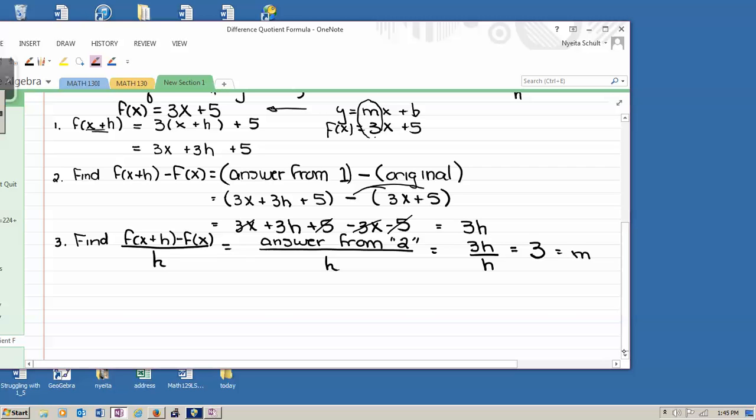And you're thinking, well, why not just tell you slope is 3 by looking at that? This works for linear functions, but if the function that you originally start with is not linear, you can't just look at it and tell me what the slope is. And that'll be our next example.